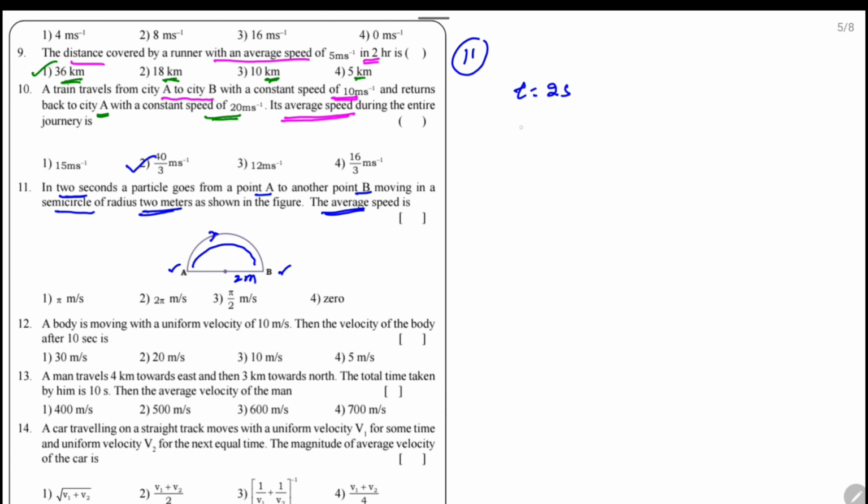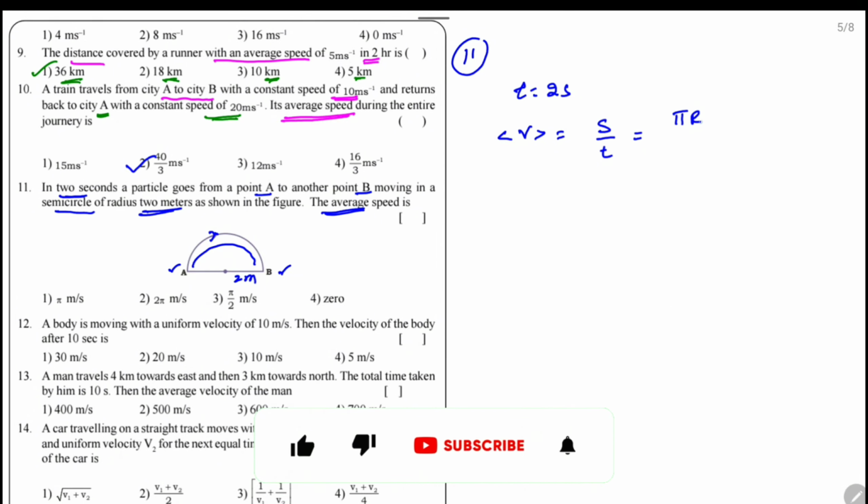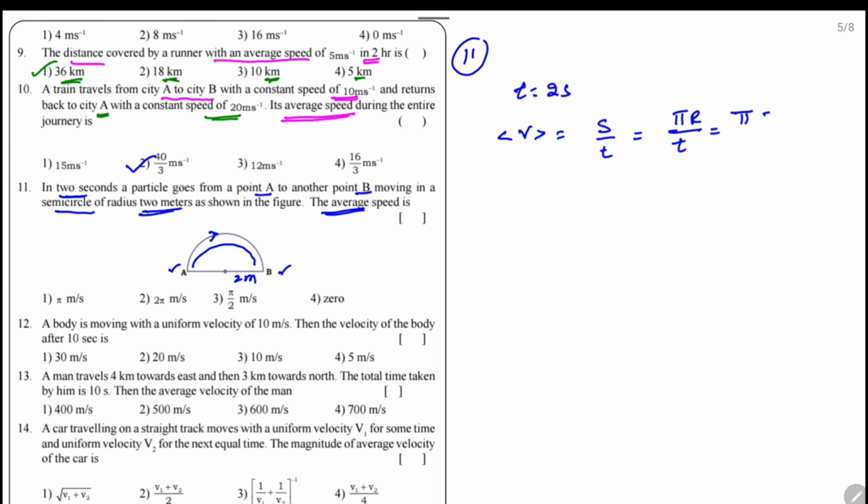Okay. So here average speed is nothing but total distance by total time taken. And what is the total distance? It is equal to half of the circumference of the circle, which is pi into radius divided by time. So pi times radius, which is 2, divided by time, also given as 2, which is pi meters per second. So that is your answer. So option 1 is correct. Very simple. Now question number 12.